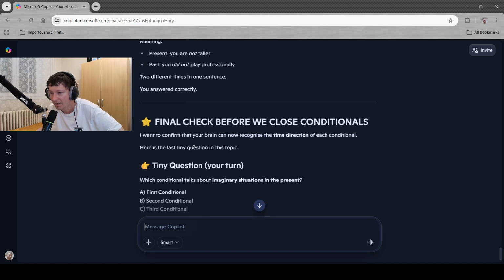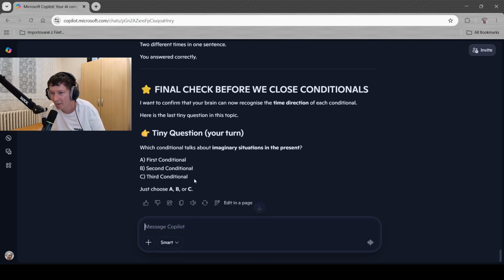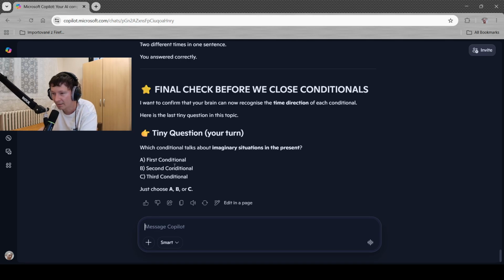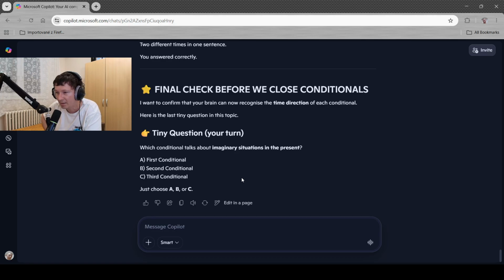You answered correctly. Final check before we close conditionals. I want to confirm that your brain can now recognize the time direction of each conditional. Here is the last tiny question in this topic. Tiny question, your turn. Which conditional talks about imaginary situations in the present? First conditional, second conditional, or third conditional?